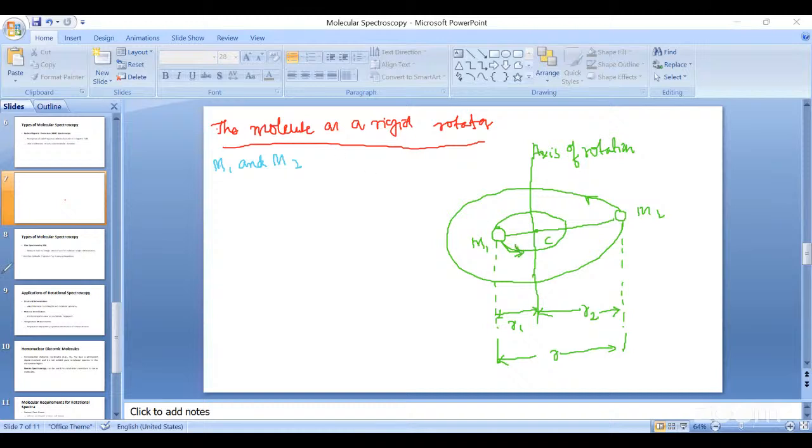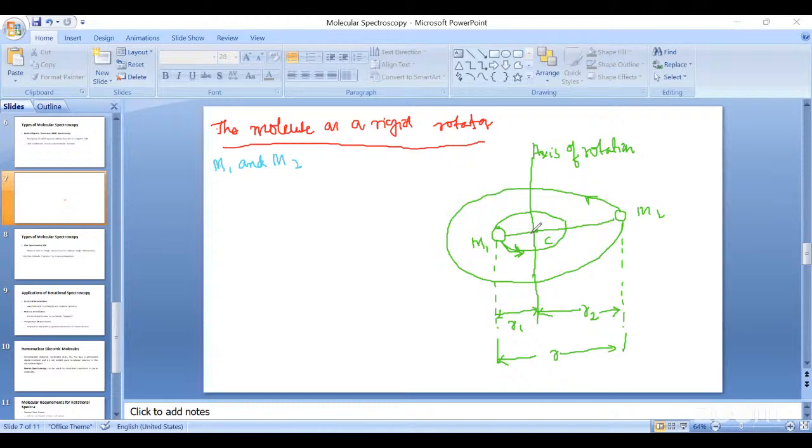We have considered two atoms of masses M1 and M2, chemically bonded to form a diatomic molecule. These atoms may be treated as point masses because their masses are concentrated in their nuclei, which are very small, around 10 to the power of minus 15 meters, much smaller than the internuclear separation. R is the distance between the two atoms, and R1 and R2 are the distances of the atoms from the molecular center of mass.